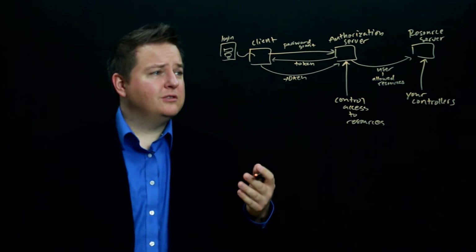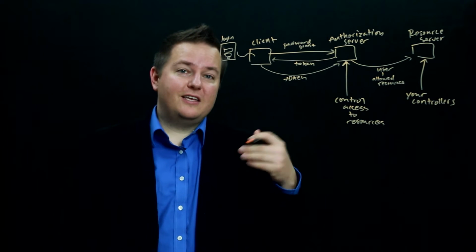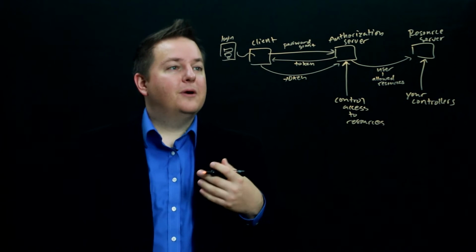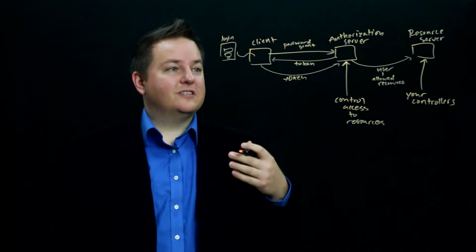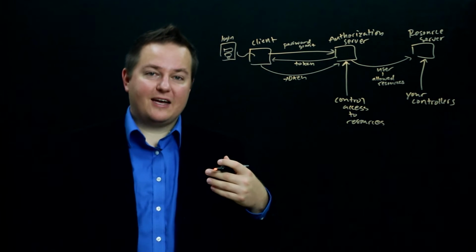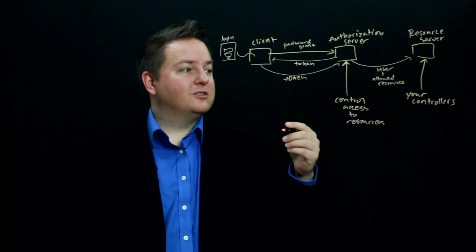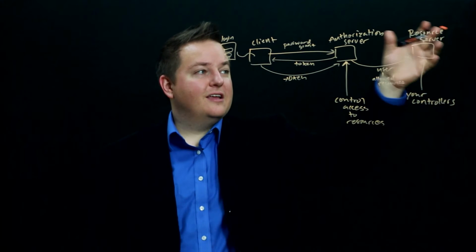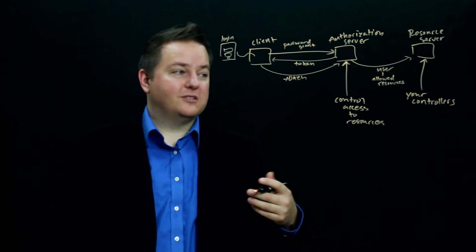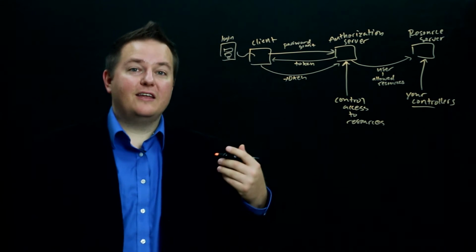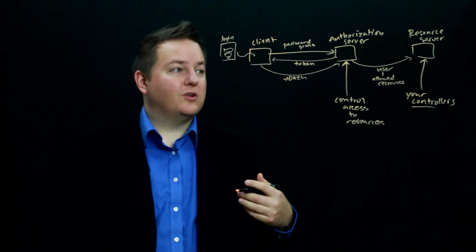So OAuth 2 looks similar to the typical login with your password and get a session cookie back, but it's more sophisticated. It provides token-based access that makes more sense for a mobile client. It also provides finer granularity over the control of your resources. And your resources are really the methods on your controllers. So defining which methods on your controllers can be accessed.